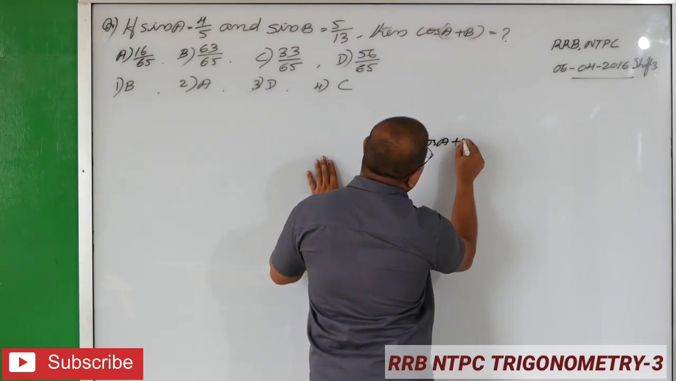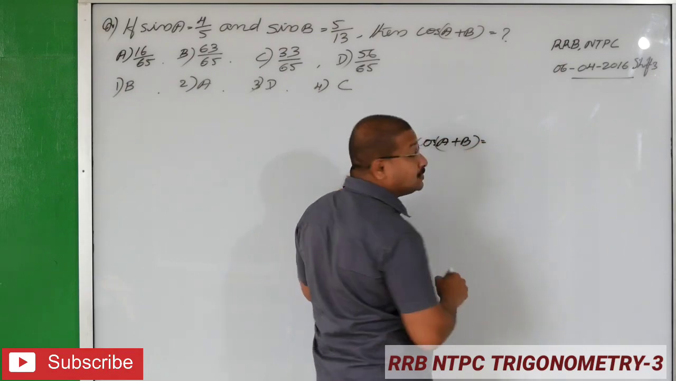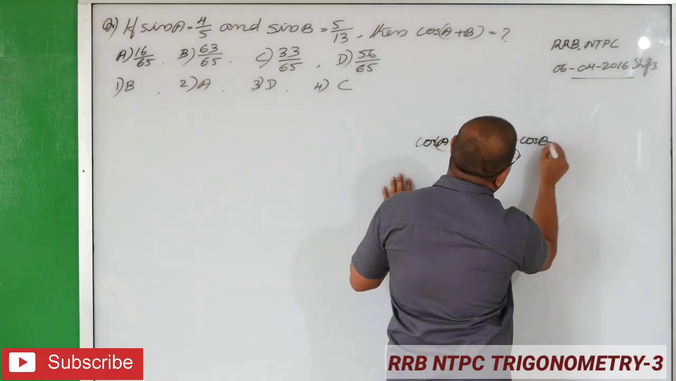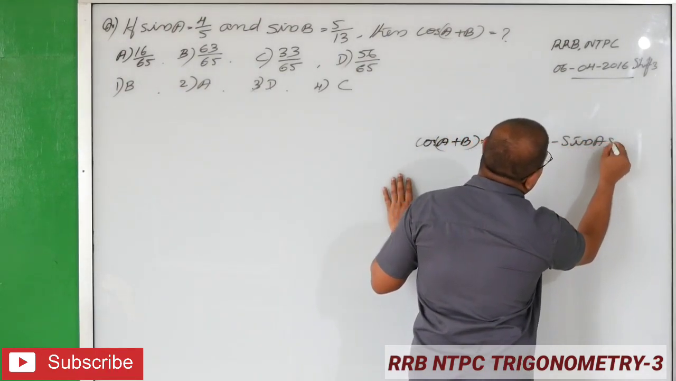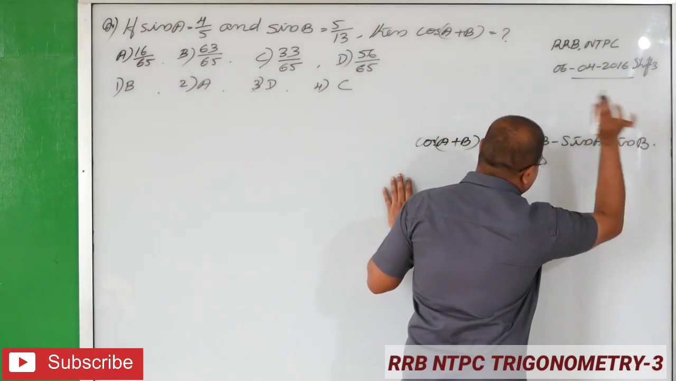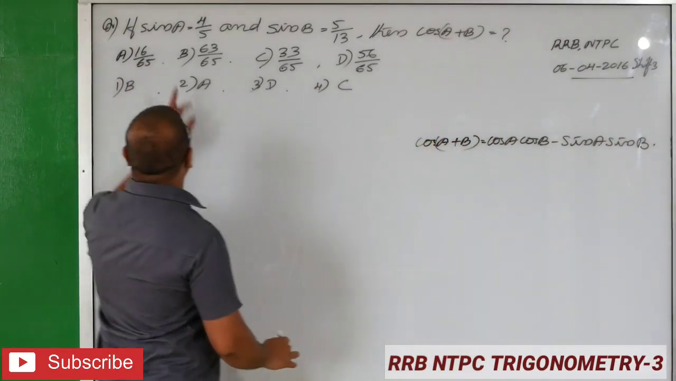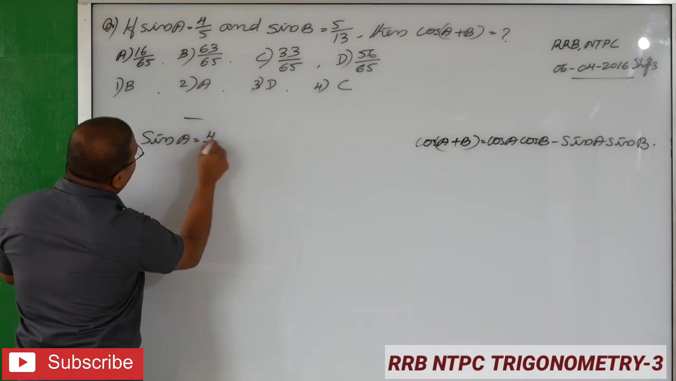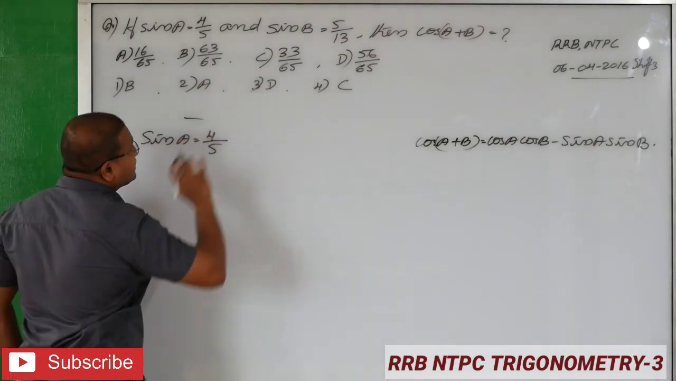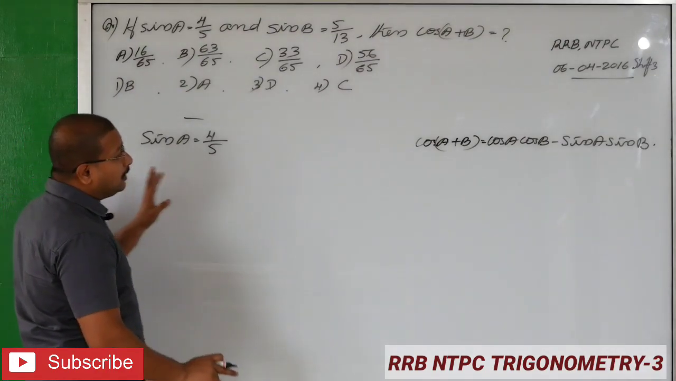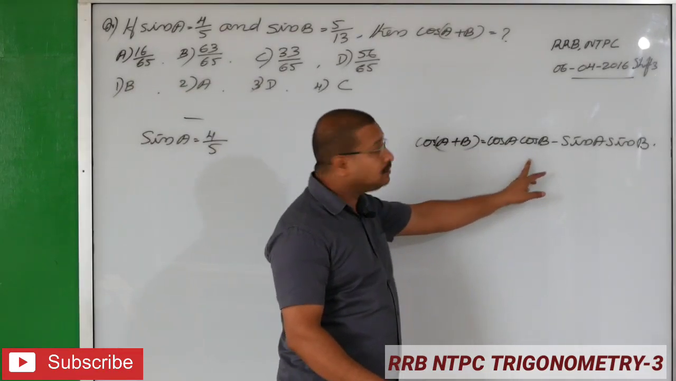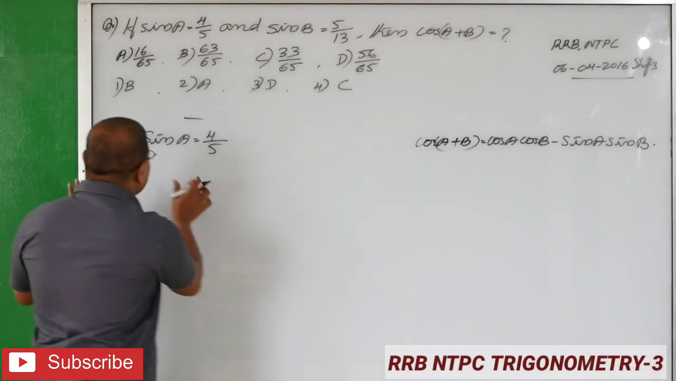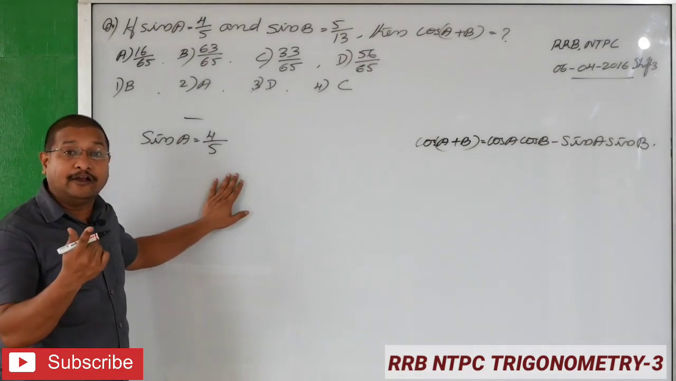Cos(A+B) equals, what is the equation? Cos(A+B) equals cos A cos B minus sin A sin B. This is the equation. In this question, it is given that sin A equals 4/5, and sin B is also given. But we want cos A cos B, which is not given, while sin A sin B is given. So from sin A, we will find the value of cos A.